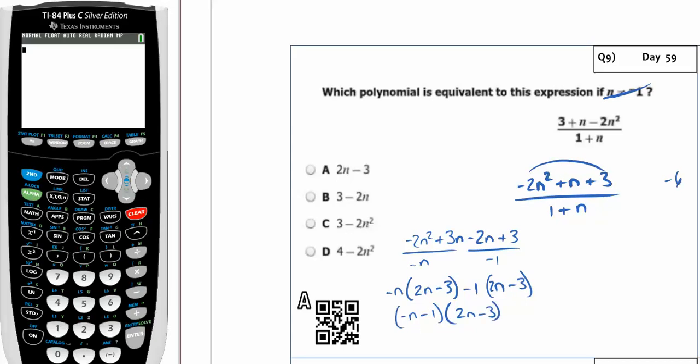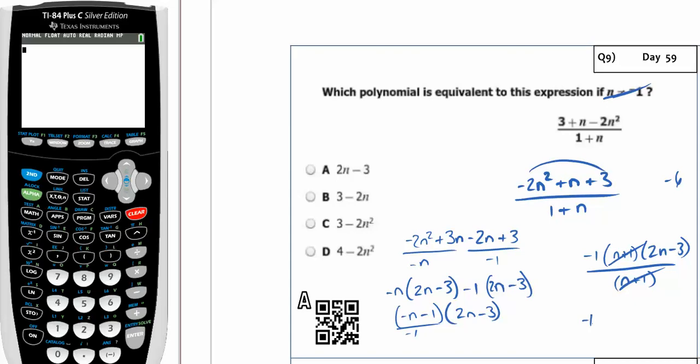So now my factors are a -n minus 1 and a 2n minus 3. Those are my factors. And I have 1 plus n over here, or n plus 1 over here. So in order to continue, I don't want this negative out here, so I'm going to factor out the negative as well. So I'm going to rewrite this entire numerator as -1 times the quantity n plus 1 times 2n minus 3, all divided by 1 plus n, or n plus 1 itself. These n plus 1s are going to cancel, and I'm left with -1 times the quantity of 2n minus 3.